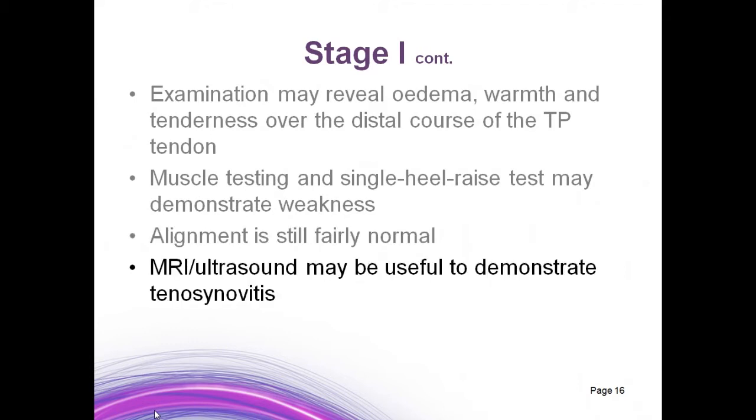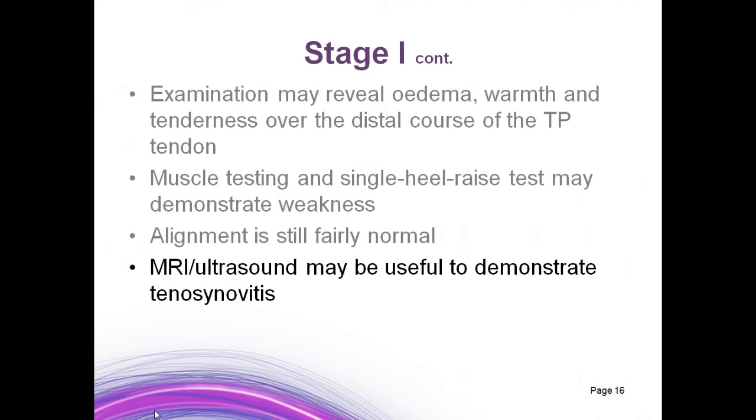If in doubt, it may be worth getting an MRI or an ultrasound, as it can be useful to demonstrate tenosynovitis. However, often the tendon will present the same as what you'd expect with any type of tendinopathy affecting the tibialis posterior tendon at this stage. In stages 2 and 3, it's quite different.